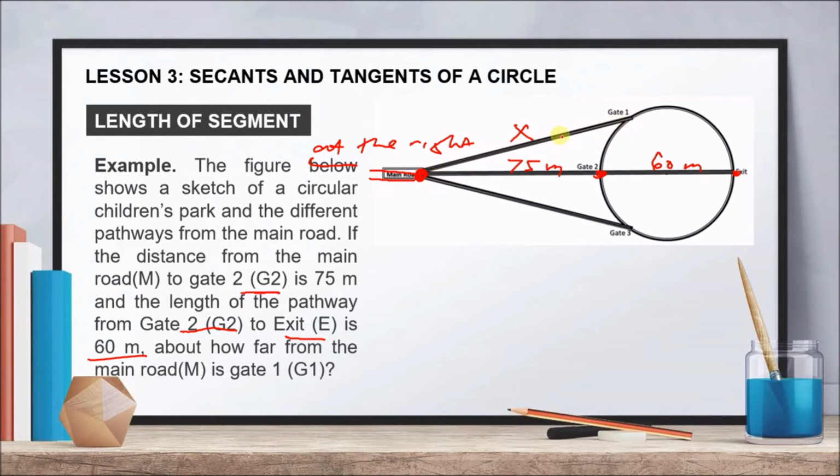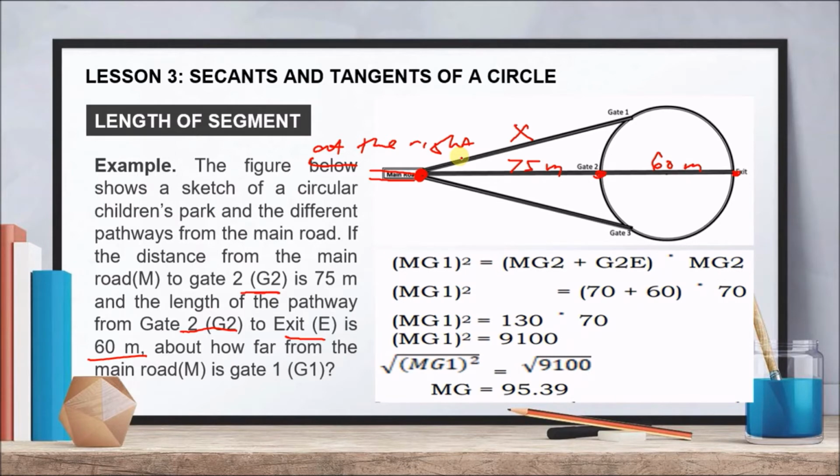Ano daw yung sukat ng main road papunta dun sa gate 1 that happens to be a tangent segment yung road na yan from our circular children's park. We could possibly solve that by applying the previous formula. So paano natin gagawin? This is actually the intersection of our tangent segment and our secant segment. So we just have to square our tangent segment, which is represented by MG1, or main road and gate 1.